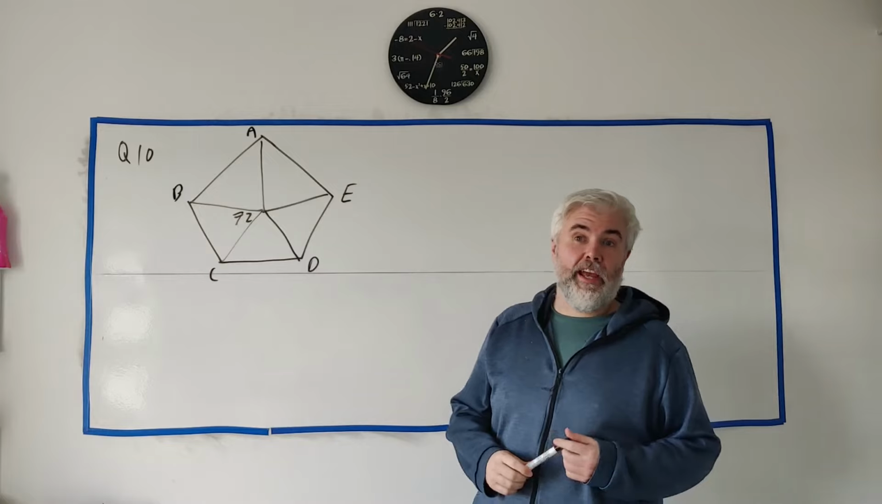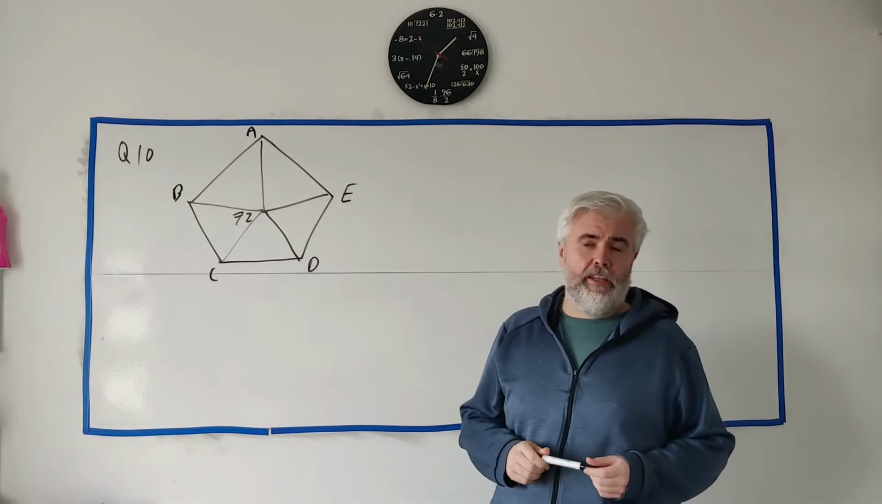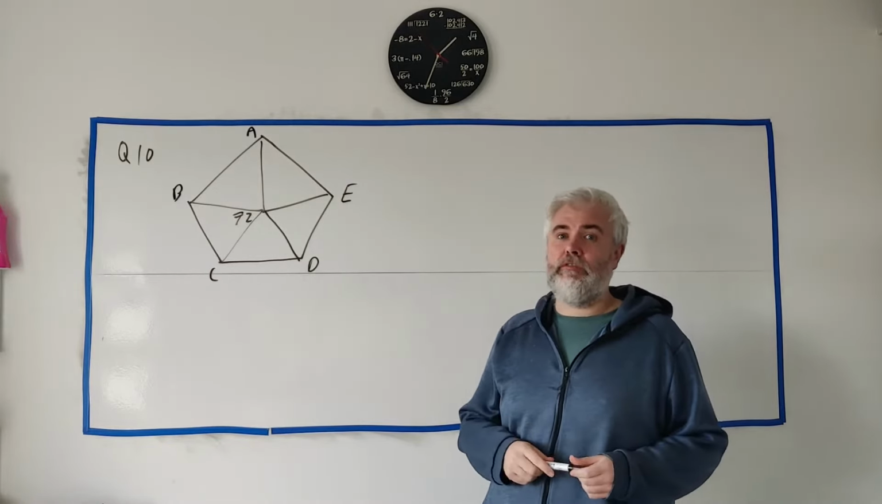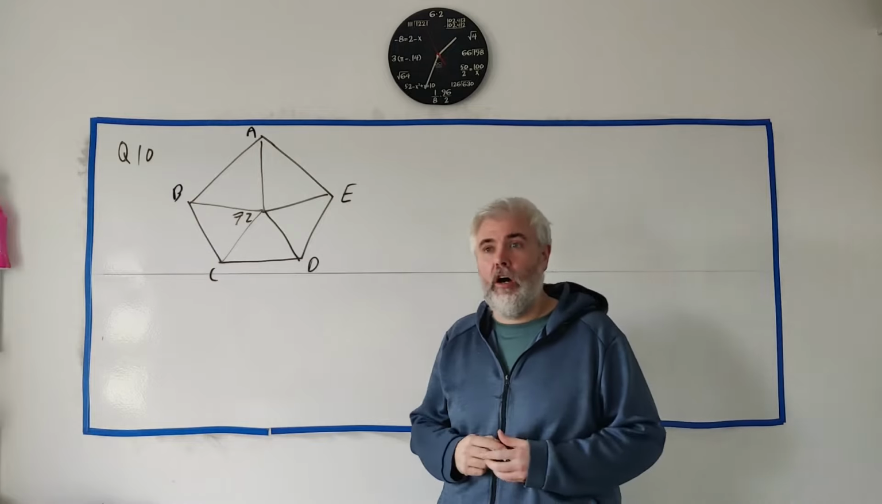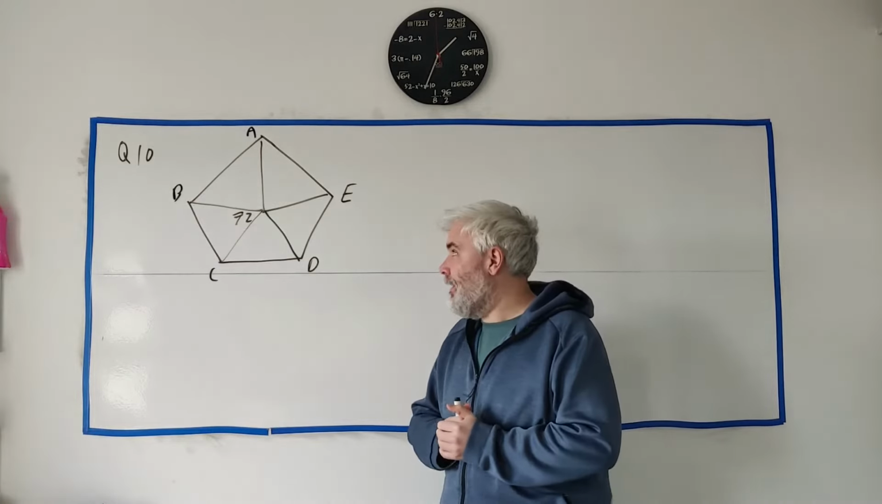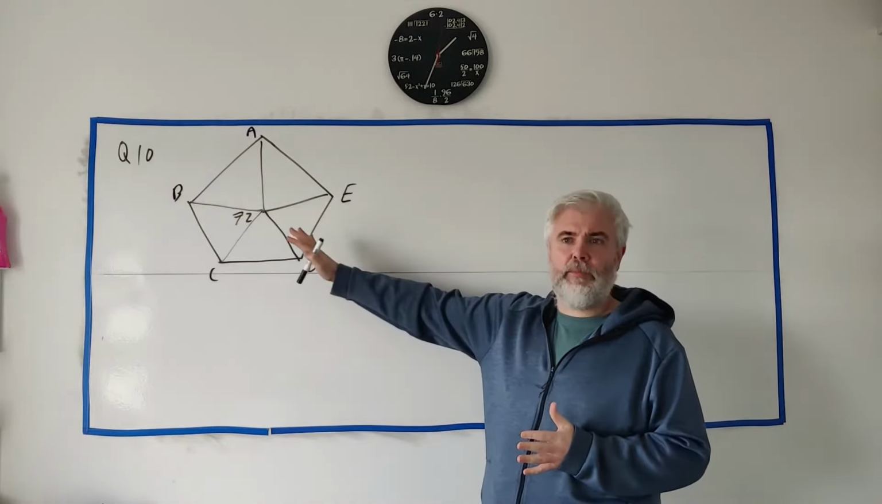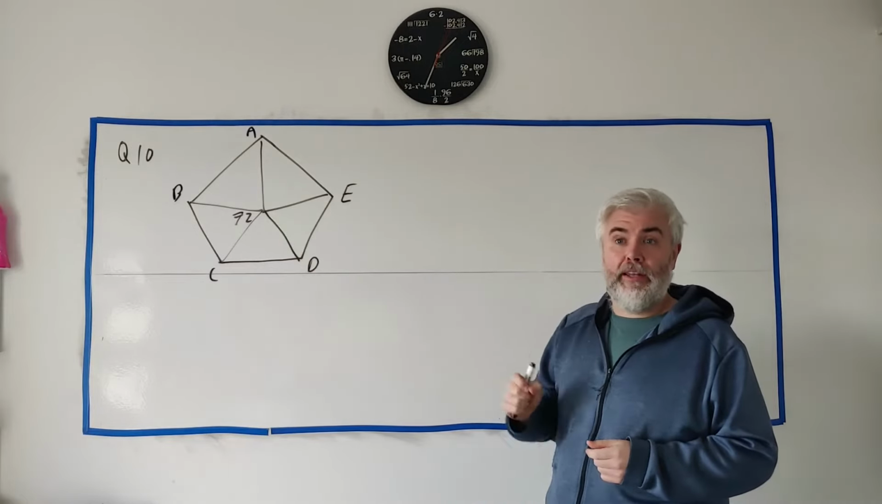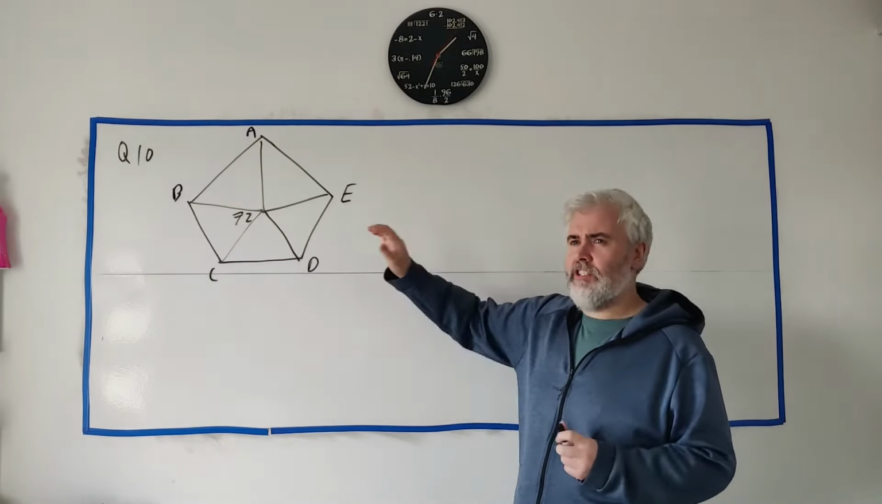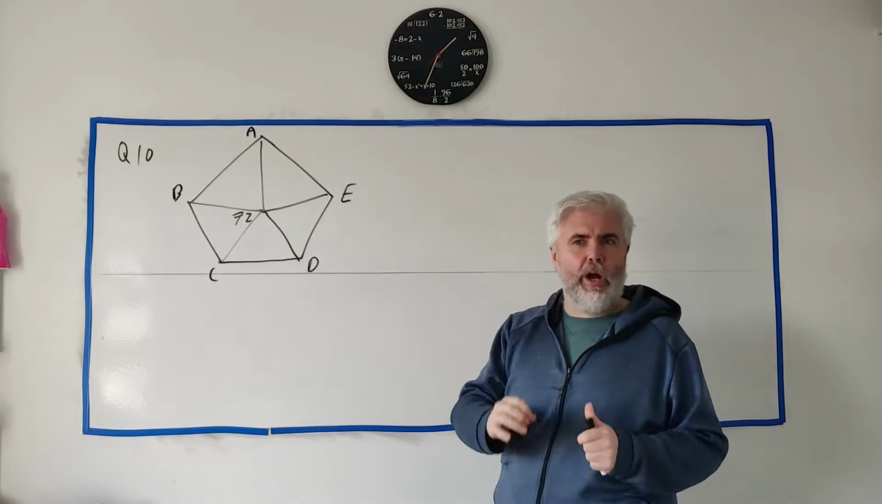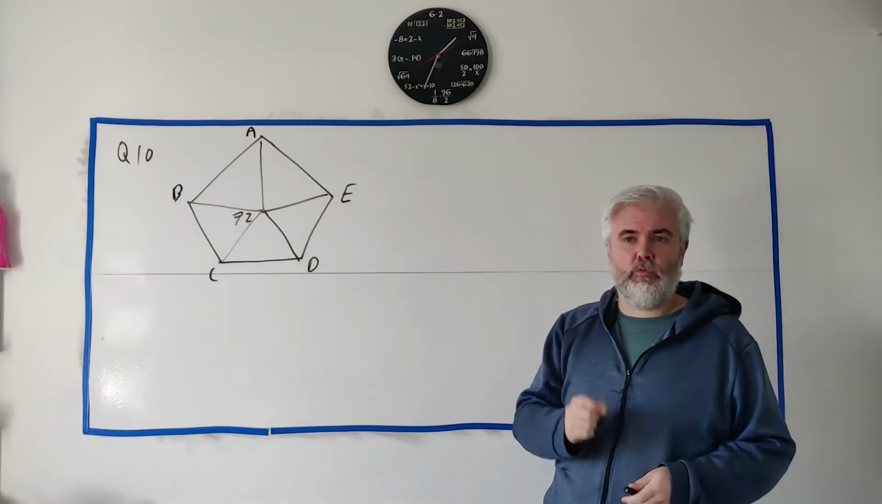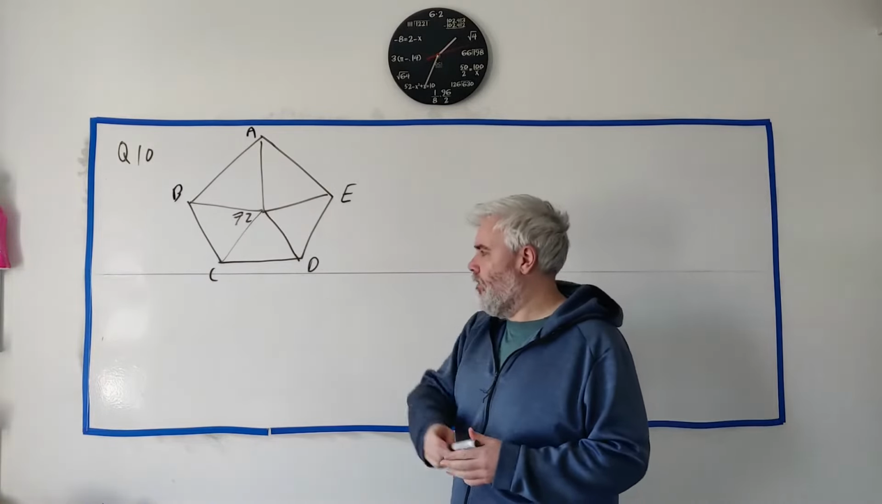This is question 10 from paper 2. In this question, we've got a bit of geometry followed by a bit of probability. Now to start off, they give us this shape here. They tell us it's a regular pentagon. They tell us all sides are equal, but they don't have to. A regular pentagon means all sides are equal.